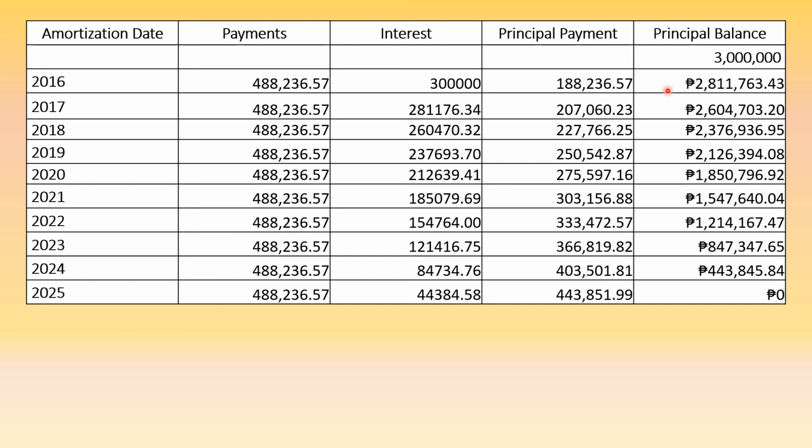Repeat the first 4 steps to compute for the payment at the end of the period, interest rate, principal payment, and outstanding balance for the second to the last period.